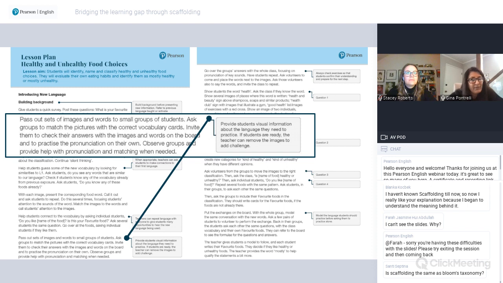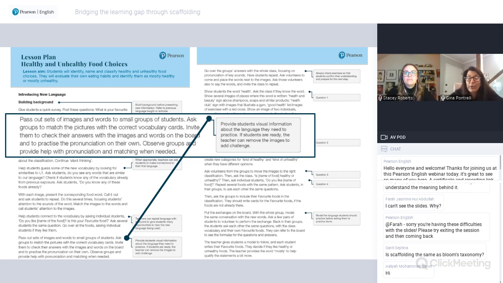You're not taking any of the challenge away from the task, nor are you reducing the output and what you're expecting the students to achieve. But you're providing this sort of step stool below it so that everybody can stand up and reach what they're trying to reach.